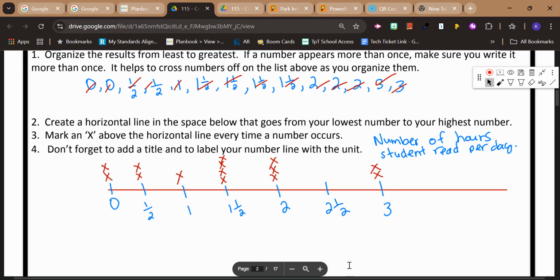Okay? How many have seen one of those before? Have you seen it come up on the iStation before? Your iStation test? Yeah. Okay. So now you'll know what to do with it, right? Tomorrow we'll learn how to read them. We will practice how to read them and interpret them.